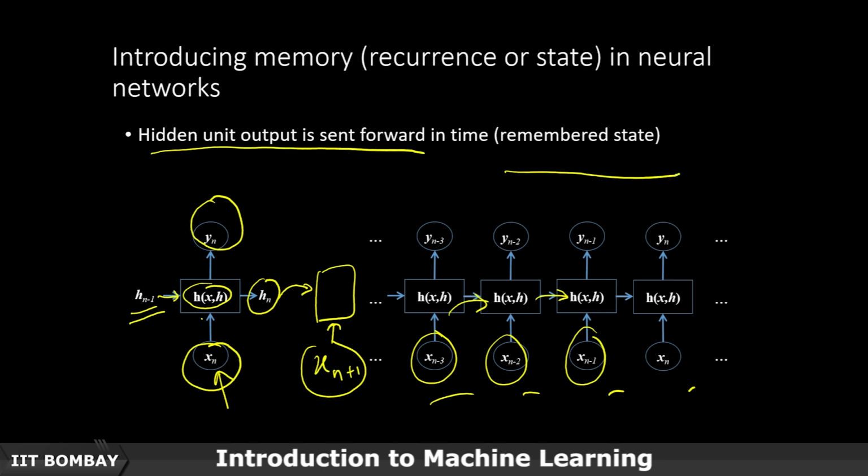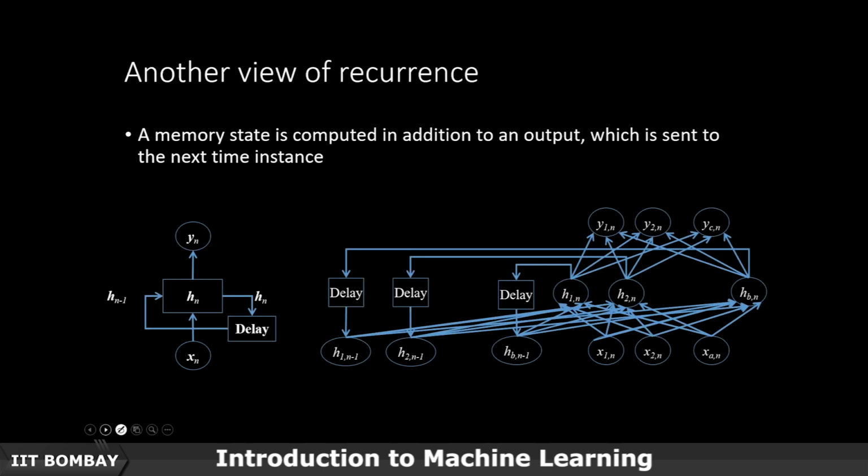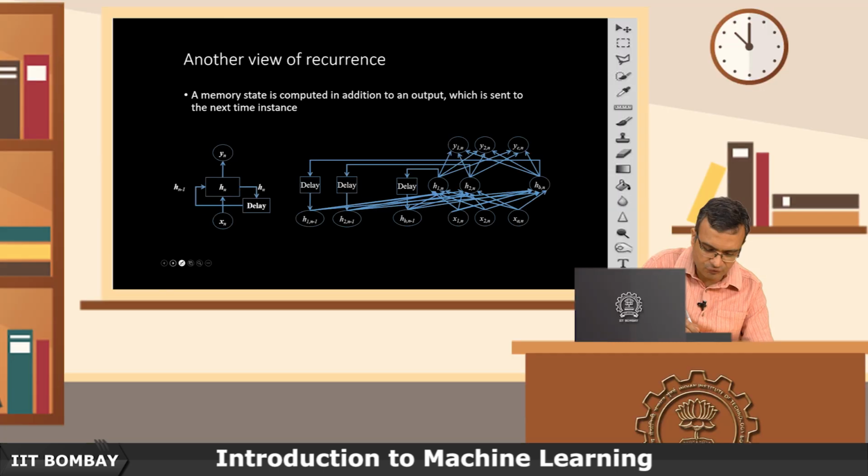Okay. Another way of looking at it is that we have this computation of h of n from the input xn, and then it is sent to a time delay and it comes back as h of n minus 1 for the next state. So these are different ways of looking at the same thing.